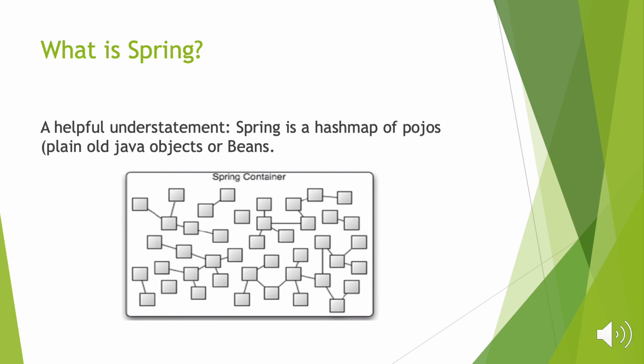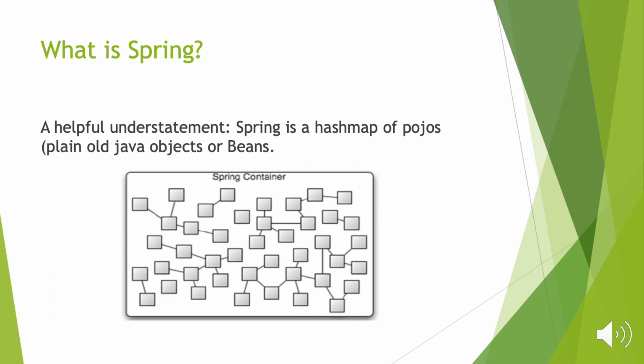It is helpful to think of Spring as a hash map or collection of POJOs. What are POJOs? POJO stands for plain old Java object. A POJO, or a bean, is simply an instance of an object and is usually created by using the new keyword. So whenever you use the new keyword and create a new object, you have created a bean or a POJO. Spring can be thought of as one big collection of such beans.